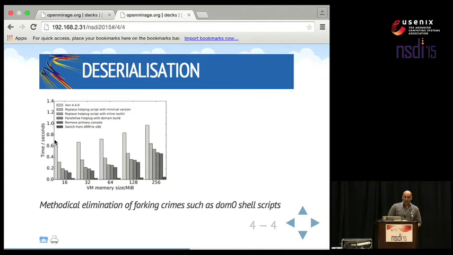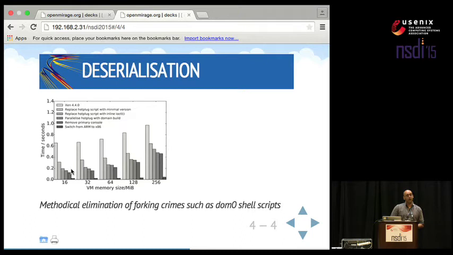And by removing a sequence of shell scripts, a whole bunch of ping pongs, a bunch of serialized device attachments. For example, a virtual machine refuses to do any work until its console attaches. In the case of a unikernel, it can happily continue to do networking initialization in parallel with the console. We got it down to about 150 milliseconds to boot.